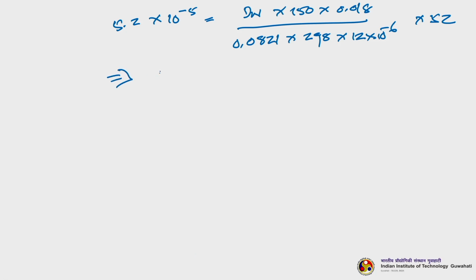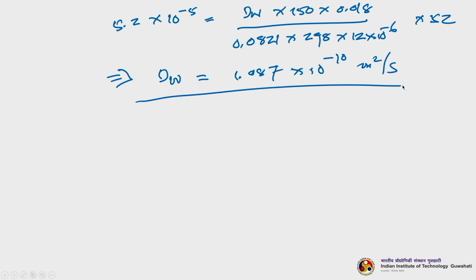So, from here we will calculate Dw, the water diffusivity, equals 0.087 into 10 power of minus 10 meter square per second. So, this is your water diffusivity. Now, we have to calculate the salt diffusivity, which is Ds. You know, salt flux is given as Js equals minus Ds, the salt diffusivity, into delta Cs divided by Lm. Lm is the membrane thickness, right.